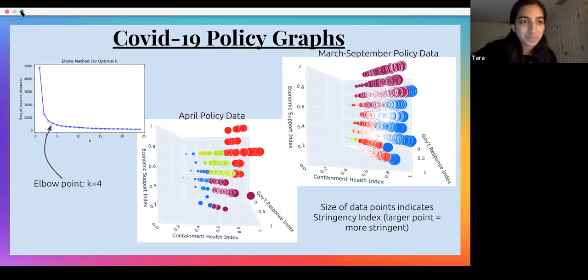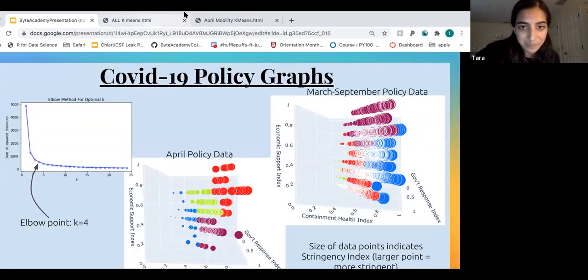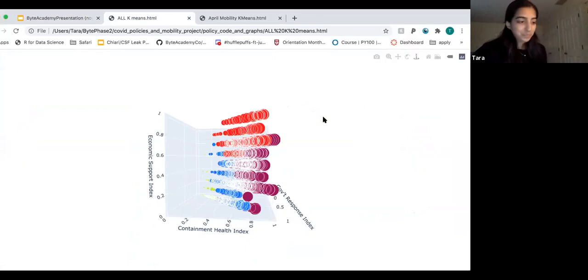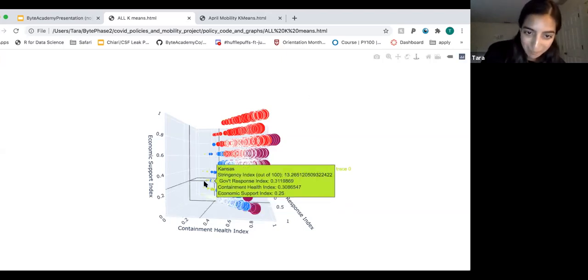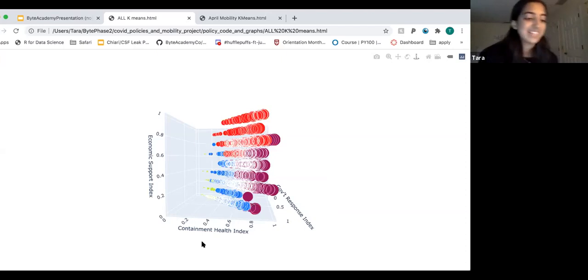And I'll show the actual graph. So you can see, when you look at the top right cluster, which is the red one, some of the states in this one are Connecticut, New York, and Alaska. These states have the strictest coronavirus policies, with high economic support, high containment health index, high government response index, and very stringent laws. On the other hand, there are the green points in the back, which are the states with the least strict coronavirus policies, some of them like Texas, Alabama, and North Dakota.